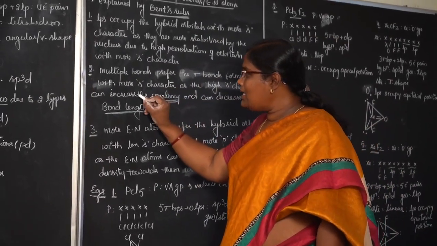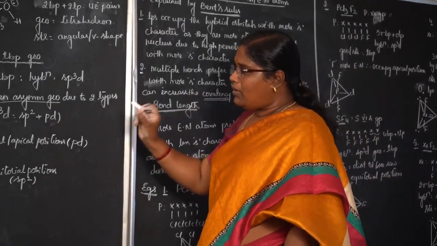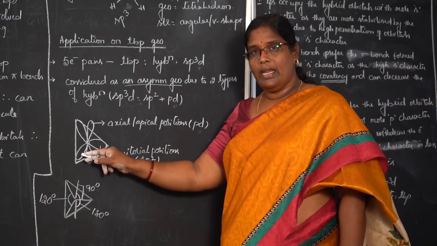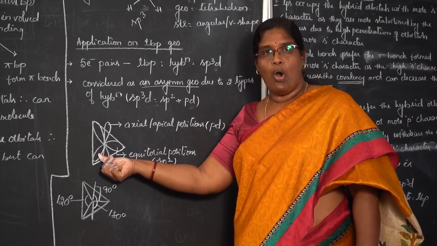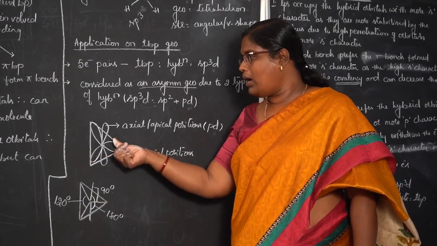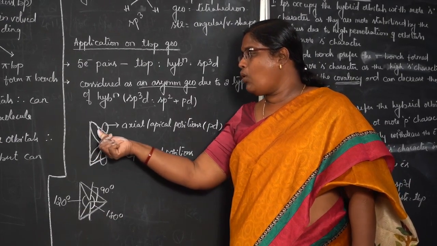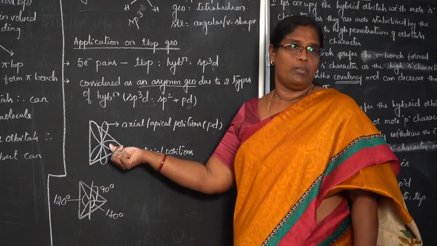So when we apply this rule to the trigonal bipyramidal geometry, again the multiple bonds, that is double or triple bonds, have to occupy the equatorial positions.